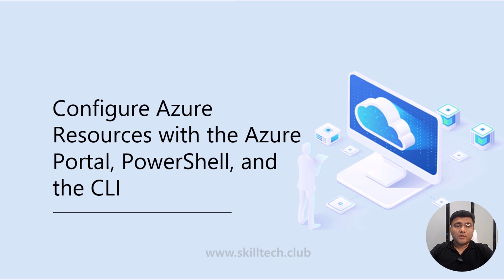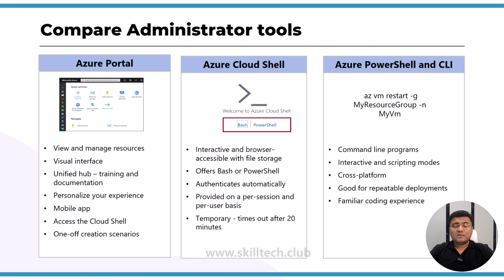We are focusing on configuring Azure Resources with Azure Portal, PowerShell, and the CLI. As you can see in this slide, we are able to manage Azure Resources in three different ways. You can use Azure Portal, obviously, and as you have seen in the previous labs, we can go to the graphical user interface, which is available on portal.azure.com, and then we can do everything. We can view and manage resources. We can also personalize our experience, as well as access this in the mobile app. This is one of the scenarios by which you can administer your Azure resources.